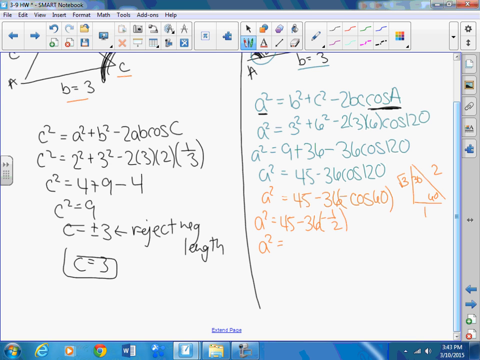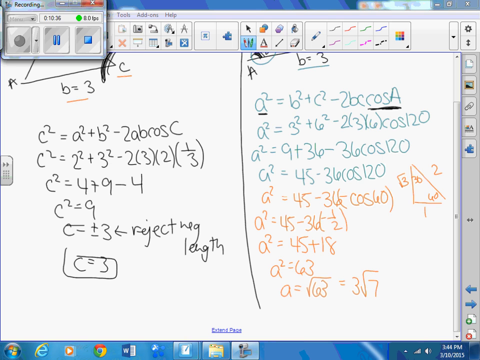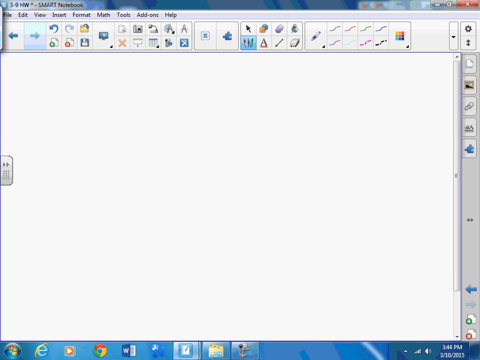So a squared is going to be equal to 45 plus, what's 36 times 1/2? That's going to be 18. And 18 plus 45 is going to give me 63. So a squared is equal to 63. So a is equal to the square root of 63, which is going to be 3 square root of 7. Cool. All right, moving on. And I apologize, I just put a crack on my mouth to start.